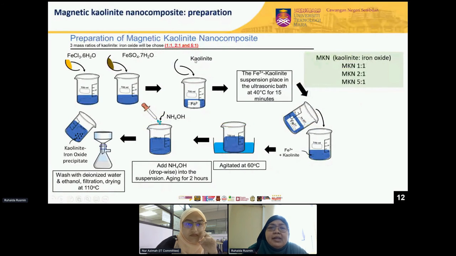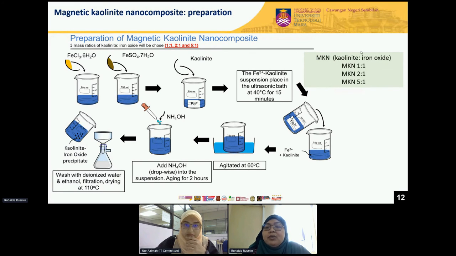So in terms of preparation, it is very simple, quite straightforward. We are a strong supporter of the Sustainable Development Goals, whereby we try to exclude the excessive use of organic solvents or auxiliary chemicals. So basically, the synthesis is very simple. We just involve the addition of both ferric and ferrous salts into the kaolinite, followed by precipitation by a weak base, and then the material is obtained and undergoes filtration, washing, and also drying. So the process is basically quite straightforward.